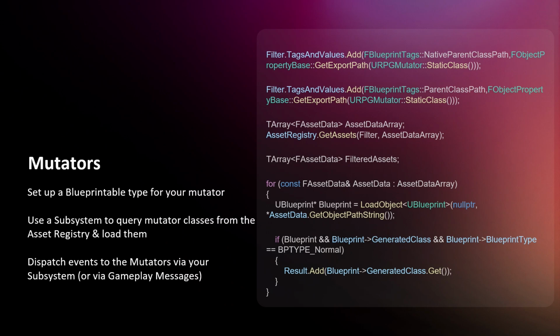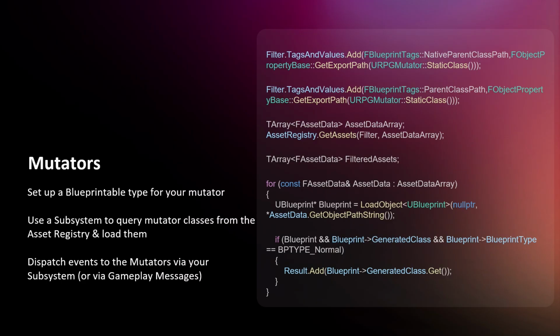Mutators, again, you want to go sort of a level lower and use the asset registry. You can basically look up a class that implements a URPG mutator as a blueprint. We're going to pretty much get all the assets that match that filter from the asset registry. We're going to iterate over them, load the blueprints, validate they're valid, and then add them to a results list. And that can form, say, a list of mutators or a list of weapons or something like that.